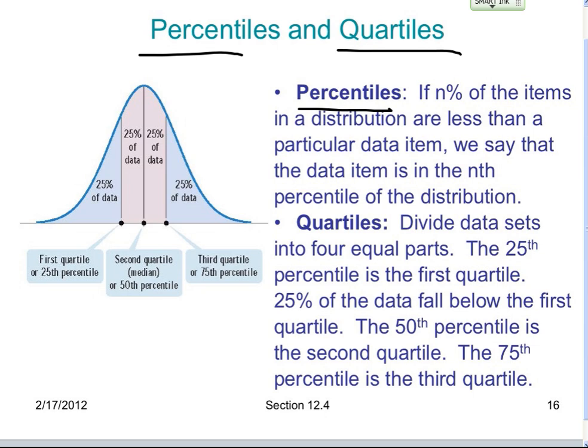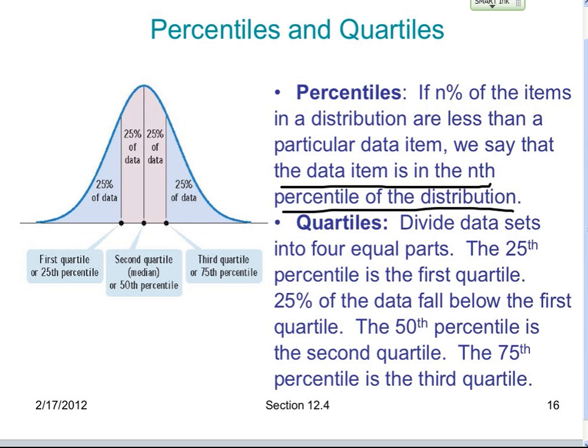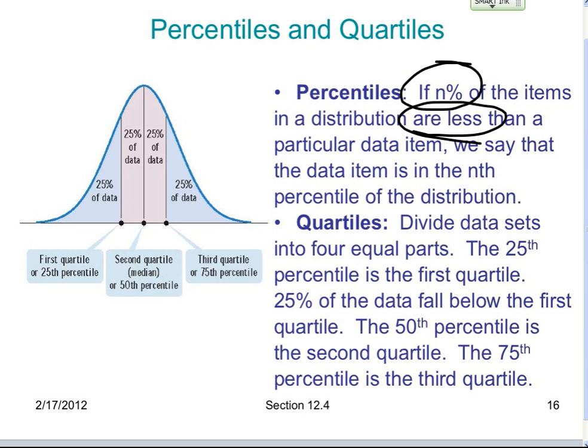If n% of the items in a distribution are less than a particular data item, we say the data item is in the nth percentile. In other words, if I have 57% of all data items below the one I'm looking at, we would say it's in the 57th percentile. If I have 90% below the data item, we would say it's in the 90th percentile.